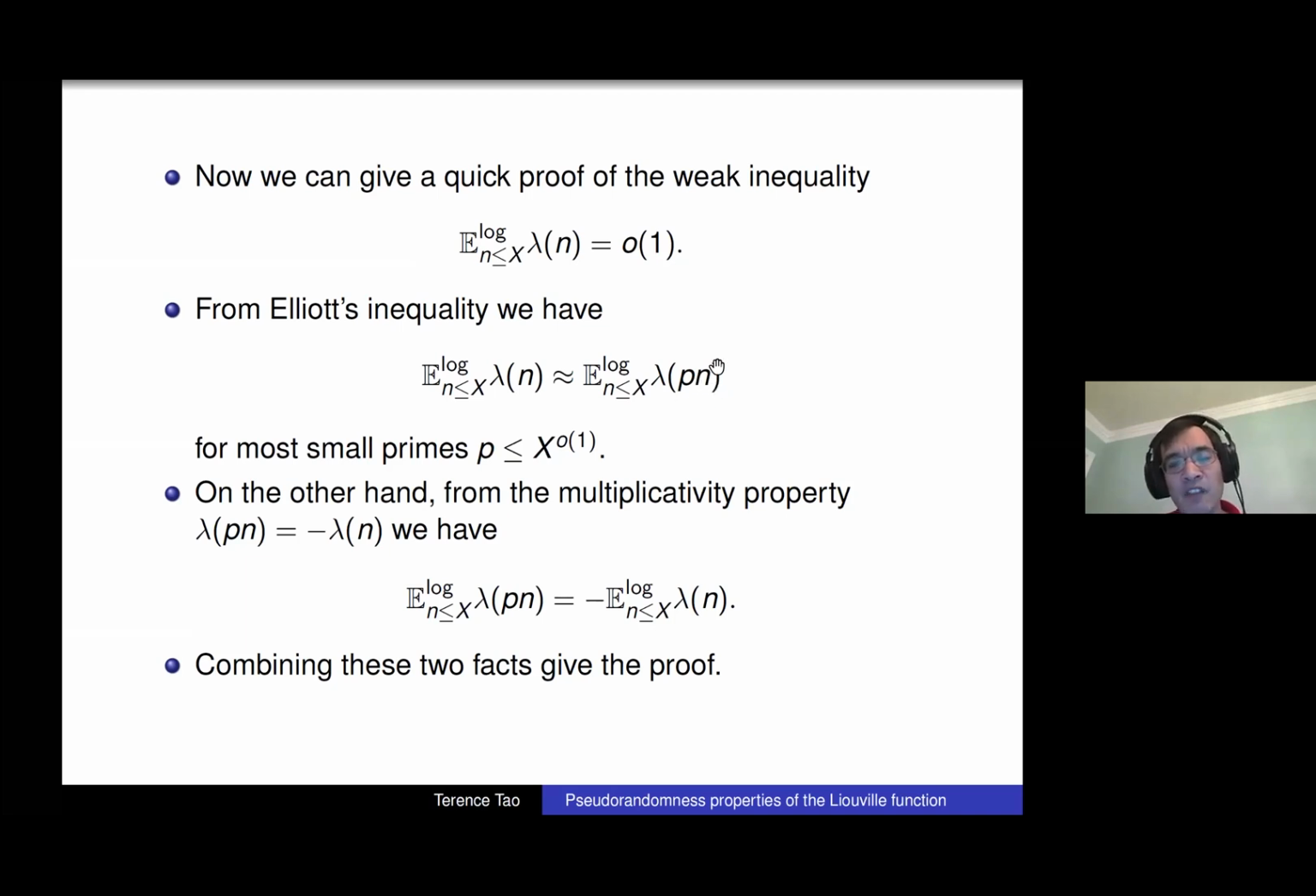But on the other hand, the defining property of the Liouville function is that every time you multiply by a prime, you change the sign. So clearly, when you take any average of lambda of pn, that's just the negative of the average of lambda of n. So the average of lambda is approximately the average of lambda of pn, which is equal to negative the average of lambda of n. And you combine the two, and this average has to be roughly 0. Okay, and that is a proof of this very, very weak version. Okay, so we can see that Elliott's inequality actually has some use. Now, with a little bit more effort, you can actually get the prime number theorem by this argument as well.